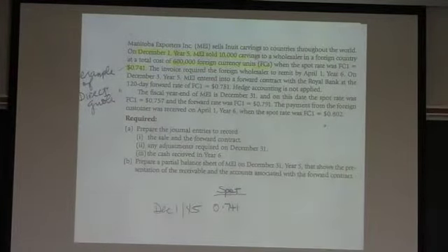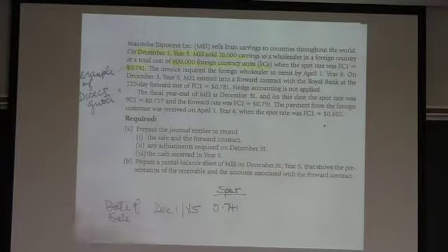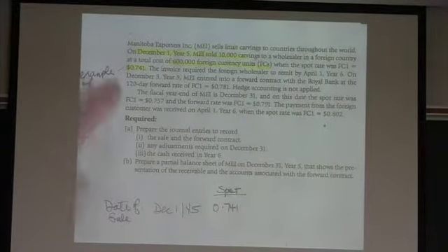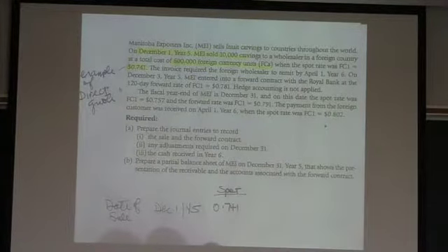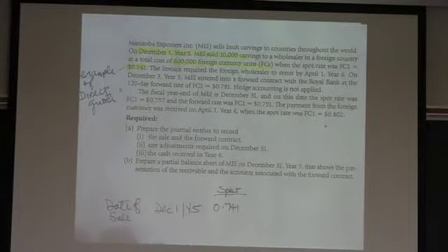Okay, now, this is the date of sale. I always just like to indicate the various currencies, particularly when I'm doing a foreign currency transaction. Now, the invoice required the foreign wholesaler to remit on April 1st, year 6. That's the date of remittance, so that's the date of payment.